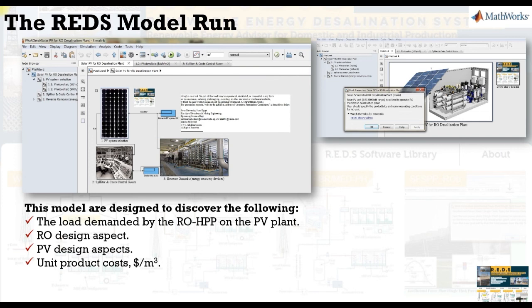What are the photovoltaic design aspects, like the needed area? The investor or designer needs to discover what is the total area of the system that should be utilized in order to produce a given amount of fresh water. What is the unit product cost? It is quite important to know the unit product cost of the whole system.